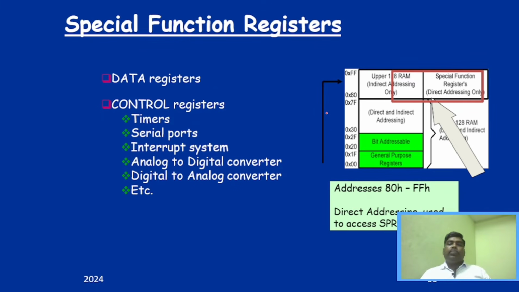And similarly, the special function registers, which is the upper 128-bit. In special function registers, you have the accumulator, the data pointer, all those come under special function registers. And it starts from 80H to FFH. So this is about the complete RAM memory organization.